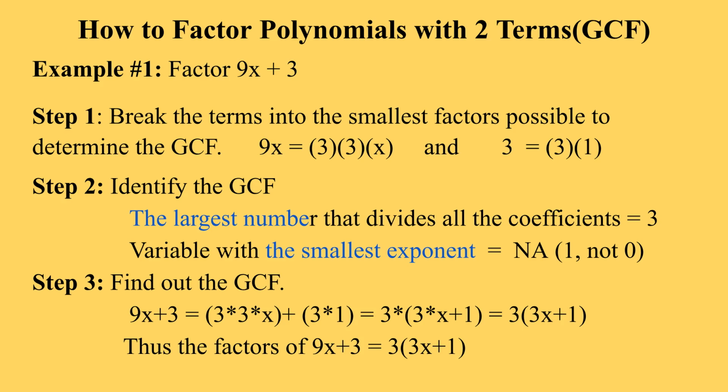Now we write this polynomial in an expanded form, as we can write 9x as 3 times 3 times x, and we write 3 as 3 times 1. Then we take 3 as common from both the terms. The common factor of 9x plus 3 is 3. Factors of 9x plus 3 are 3 and 3x plus 1.